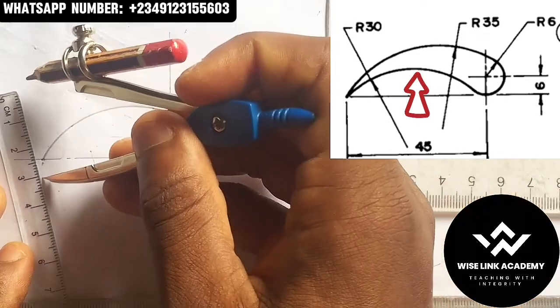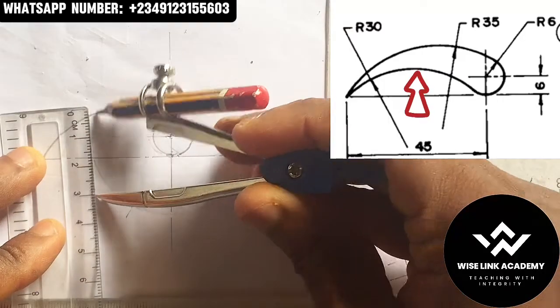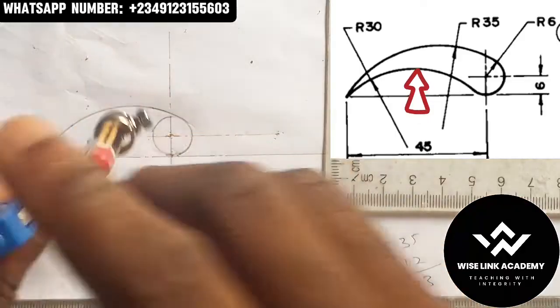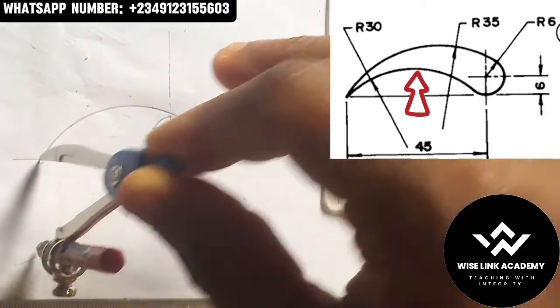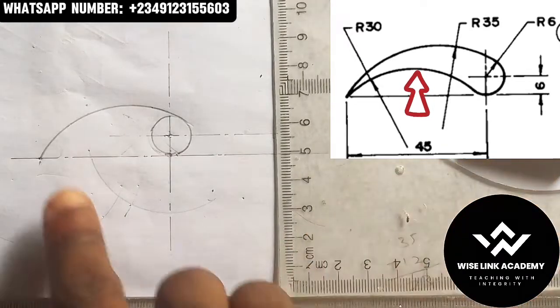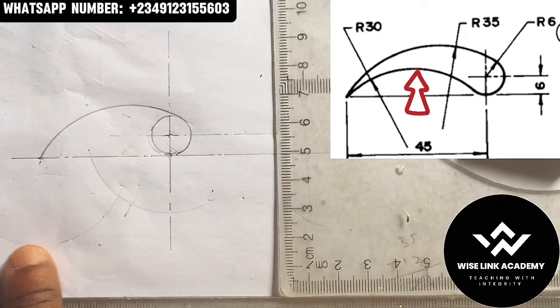Let me measure 30 first. From here to here is 30. Here to this point is 30. So at 30, come here, strike that arc down again. Strike arc 30 down this way. So after measuring my 30 and striking the arc here, this is the arc 30.